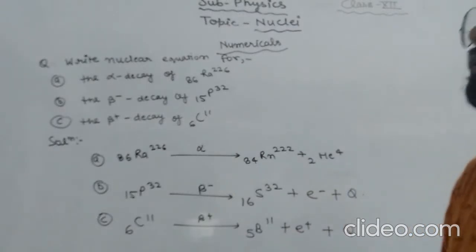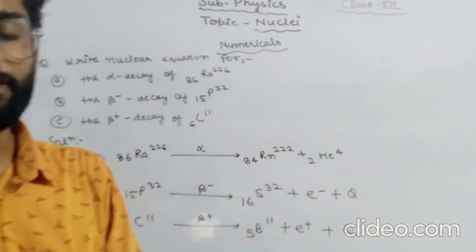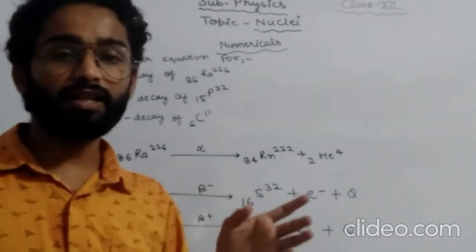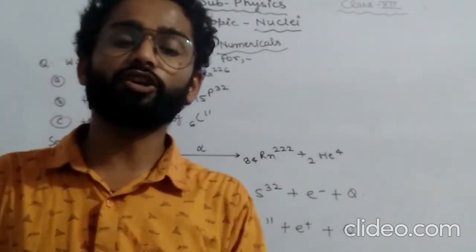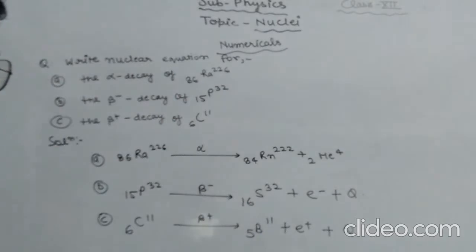And when a beta positive particle is taken out from a radioactive element, then the atomic number is decreased by 1 and atomic mass has no effect. And when a beta negative particle is taken out, then the atomic number is increased by 1 and atomic mass has no effect. So I have applied this rule and I got the answer.